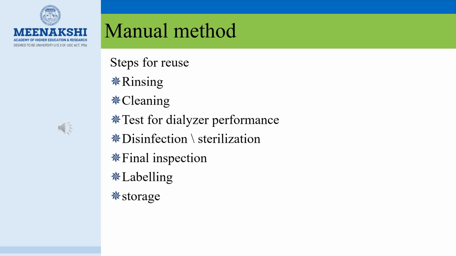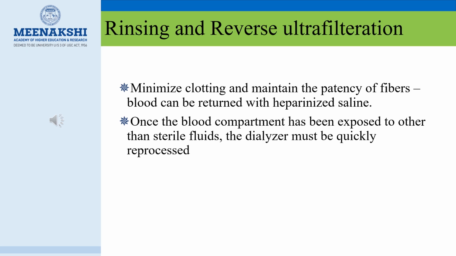Manual method. Steps for reuse: rinsing, cleaning, test for dialyzer performance, disinfection or sterilization, final inspection, labeling and storage. Rinsing and reverse ultrafiltration. To minimize clotting and maintain the patency of fibers, the blood should be returned with heparinized saline. Once the blood compartment has been exposed to other than a sterile fluid, it should be reprocessed quickly.